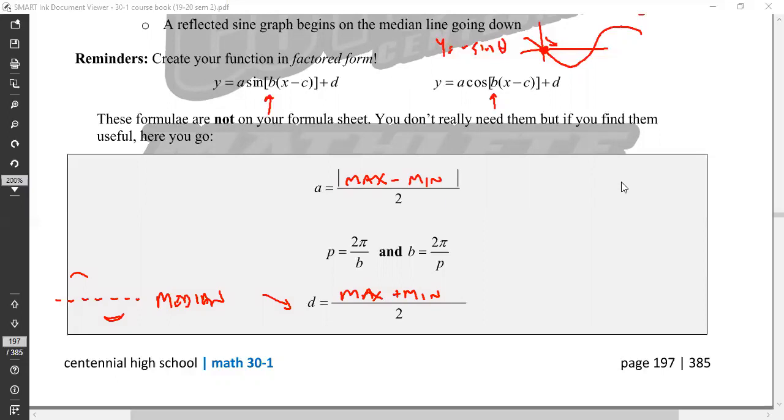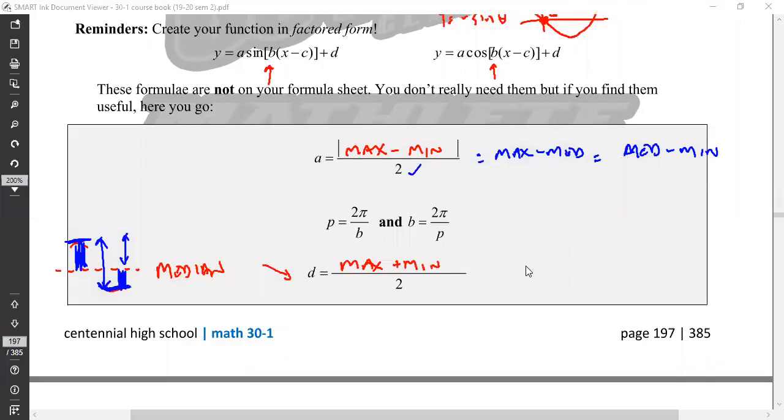If I take my maximum height and I subtract my minimum height, the difference is going to be the whole height of the wave. When I divide it by 2, now that's just half of the height of the wave. So there's a formula for A. Also formulas for A: max minus median, just this distance here, or also median minus minimum is this distance here, of course. Period is 2 pi over b, b is 2 pi over period, and let's move on.